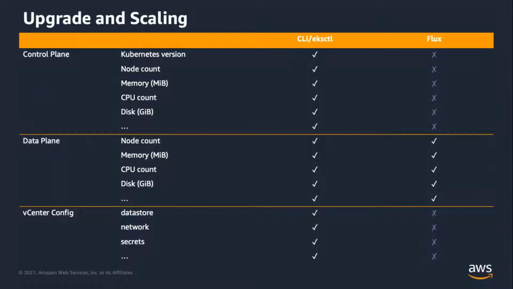Control plane and data plane can be scaled horizontally, adding more nodes, or vertically, providing nodes with more resources. In each case, you can scale the cluster manually, semi-automatically, or automatically. This is the feature matrix where the CLI can deal with most of the upgrade and scaling aspects for both control plane and data plane, and Flux can handle vertical and horizontal scaling of the data plane.